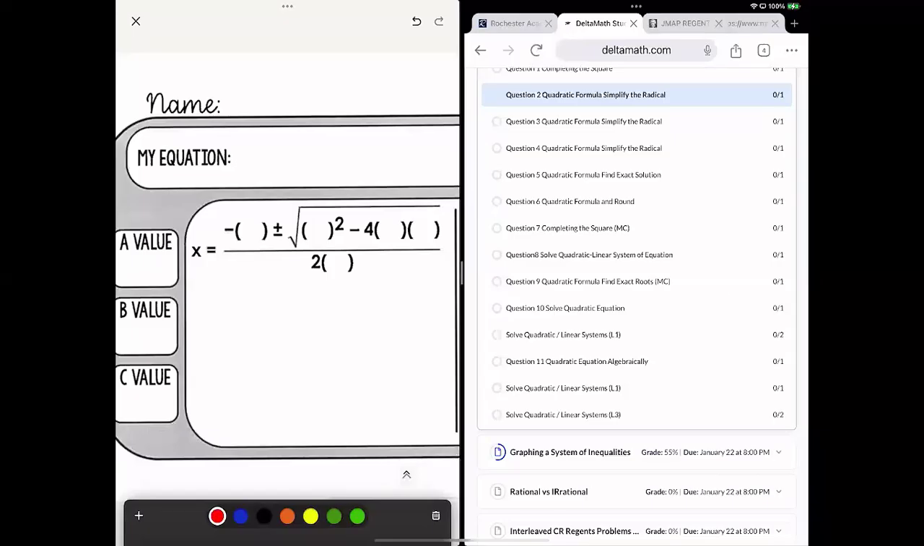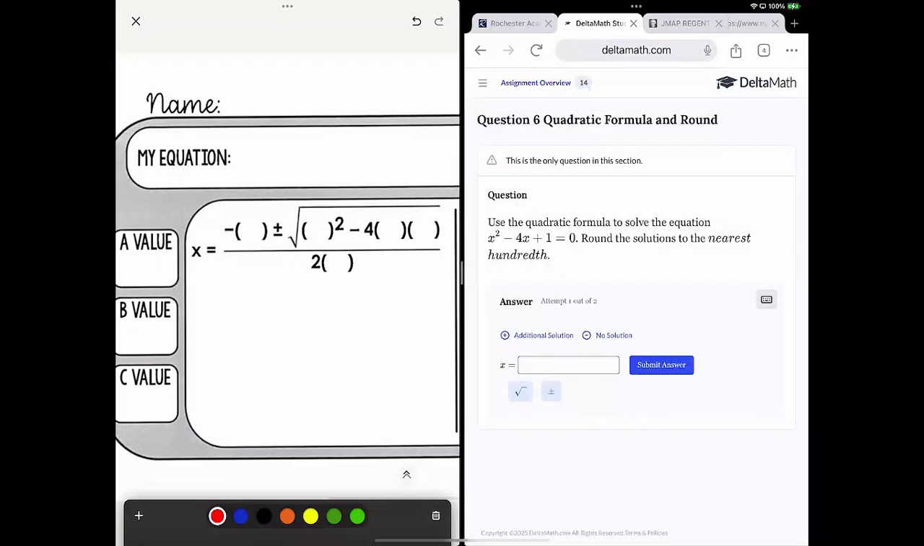I just finished a video showing you how to find the A, B, and C for any quadratic equation. And as I promised, I'm going to do a couple of videos showing you how to use the quadratic formula to solve different equations. So I'm going to start by doing number 6 from the Delta Math assignment that I put together.